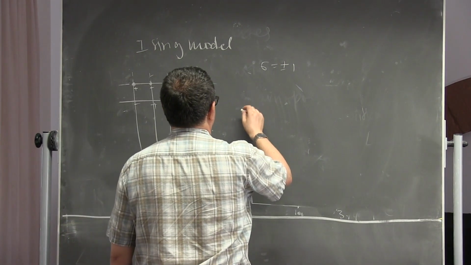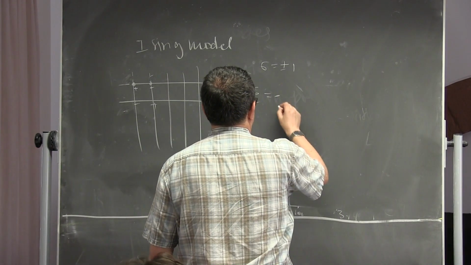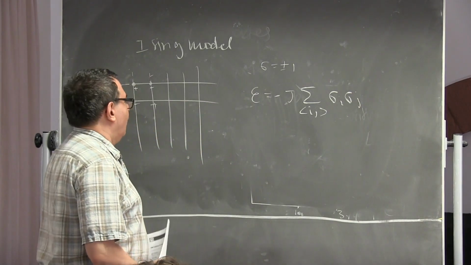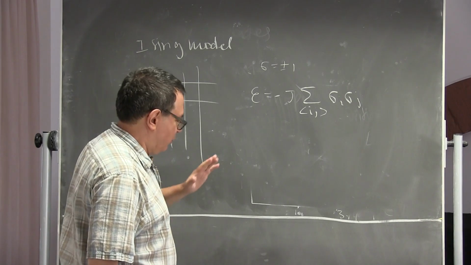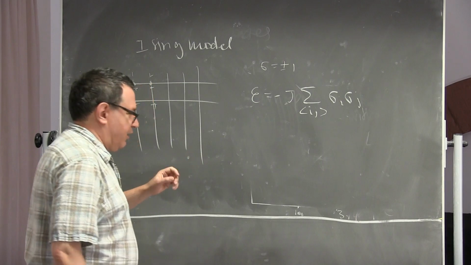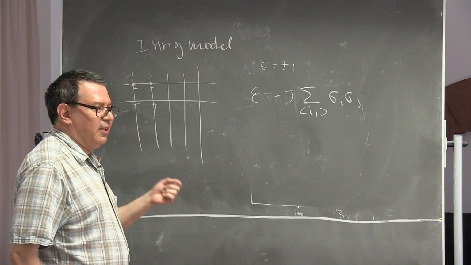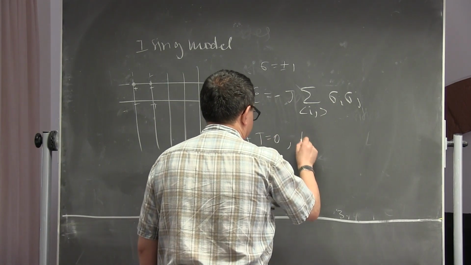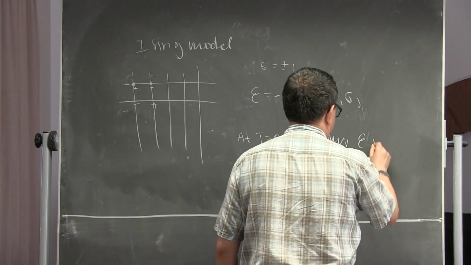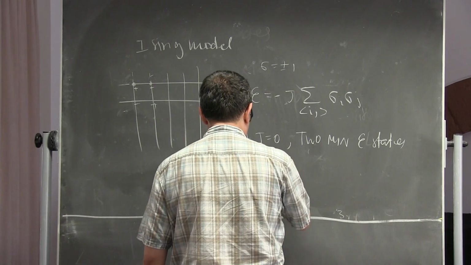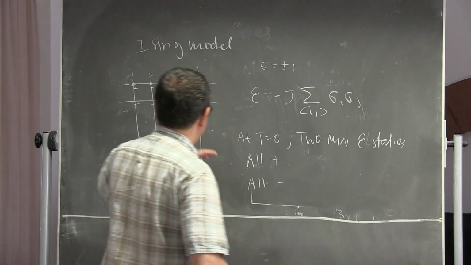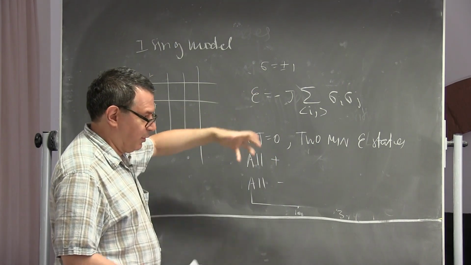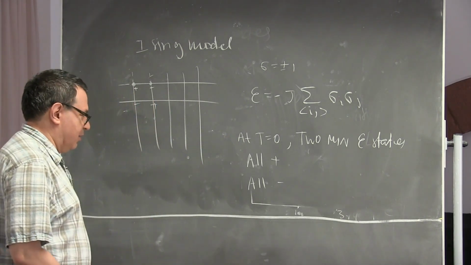And the energy functional is just equal to minus J times the sum over nearest neighbors ij of sigma_i sigma_j. Since Misha Stefanov talked about this, you basically know roughly what happens. At zero temperature there are two minimum energy states: all plus or all minus. Once you turn on the temperature, there will be thermal excitations where, say, among all pluses, some will flip to a minus, and then there will be more and more of this.